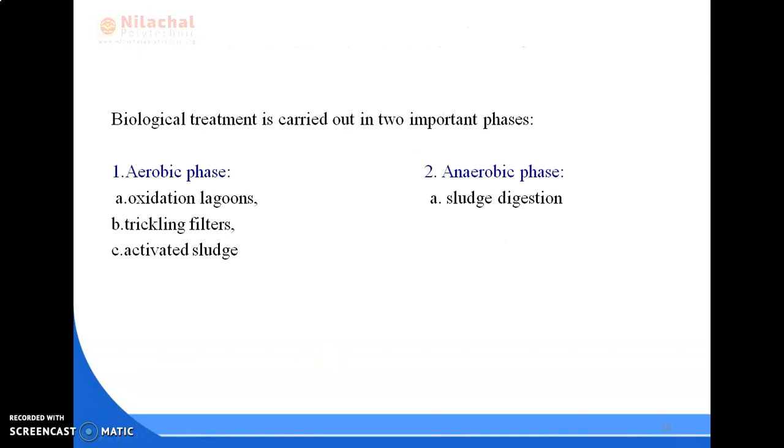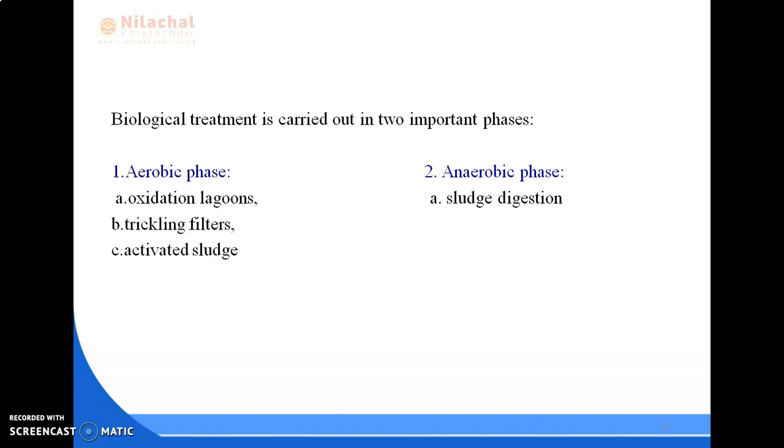So the total biological treatment or secondary treatment is carried out in two different phases. First phase is aerobic phase. Under the aerobic phase, again we have three steps or three stages. First is oxidation lagoons, second trickling filters, then third one activated sludge. And the second phase is anaerobic phase, that means in the absence of oxygen, that is sludge digestion.